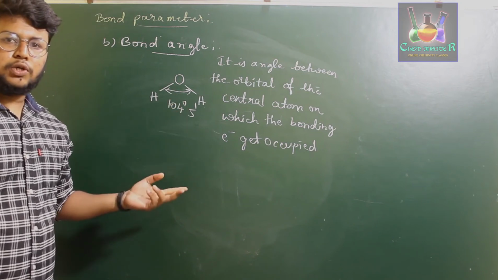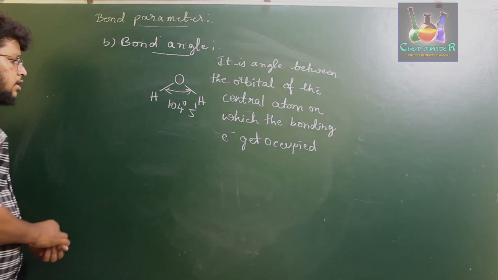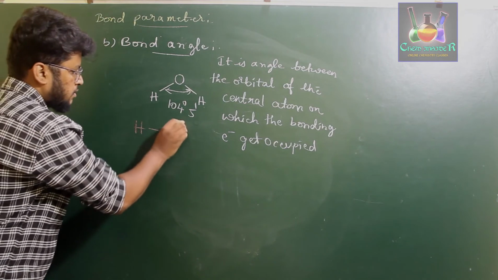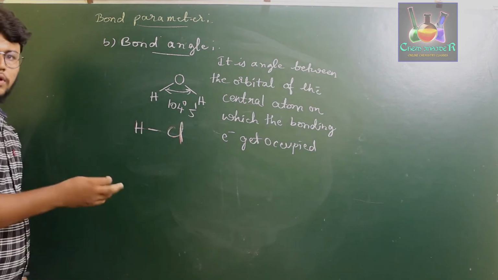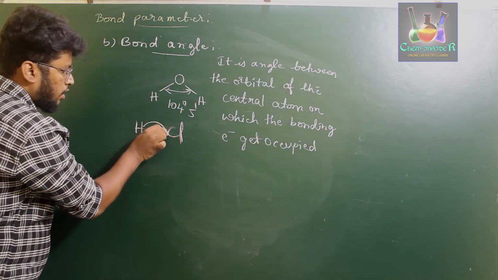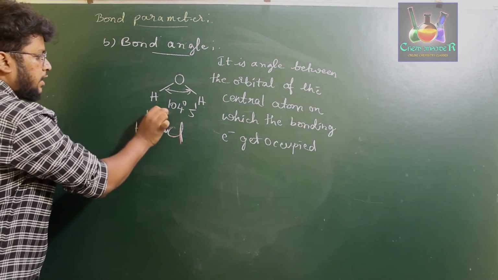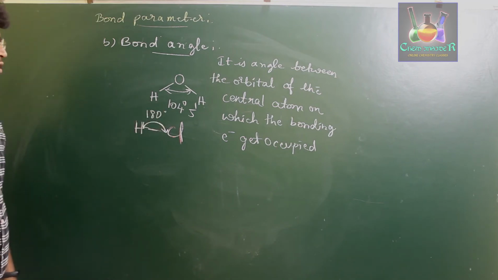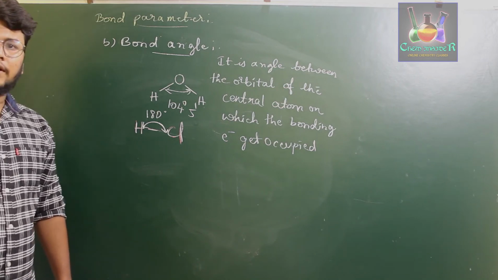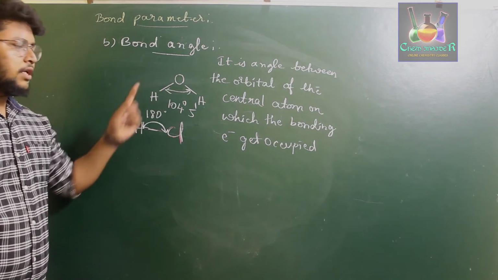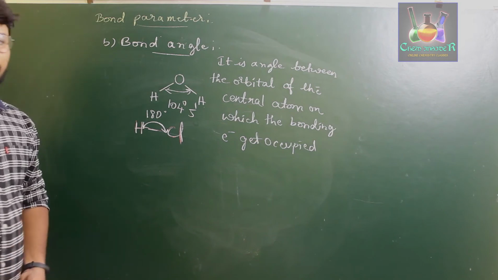If you have a diatomic molecule, there will be no central atom, but there will be a central position. For example, if you consider HCl, there is no central atom over here. Therefore, the bond angle will be stretched between these two atoms itself. So this bond angle is 180 degree. Okay, bond angle is nothing but the angle between the orbitals on which the bonding electrons get occupied. It might be over the central atom or it might be over the bond itself. Okay, so this is about bond angle.